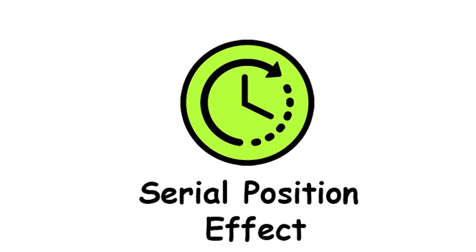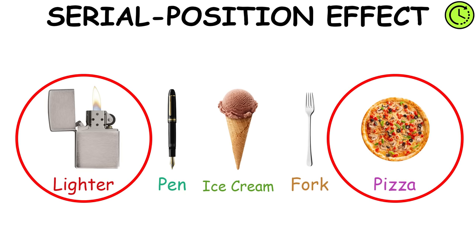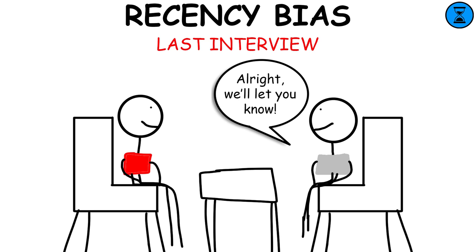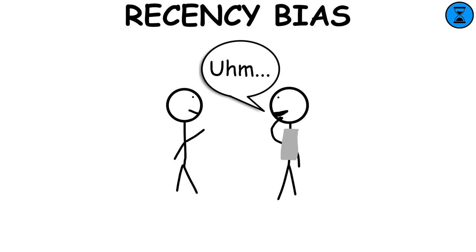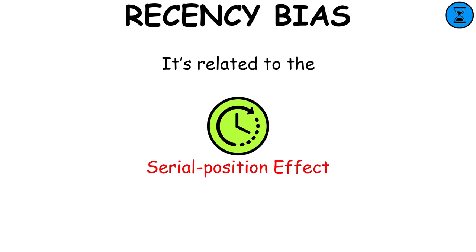Serial position effect. The serial position effect is the tendency of a person to recall the first and last items in a list better than the middle ones. Recency bias. The recency bias gives greater importance to the most recent event, such as an interviewer who can vividly remember just the last person he interviewed because they're the most recent conversation they had. It's related to the serial position effect.